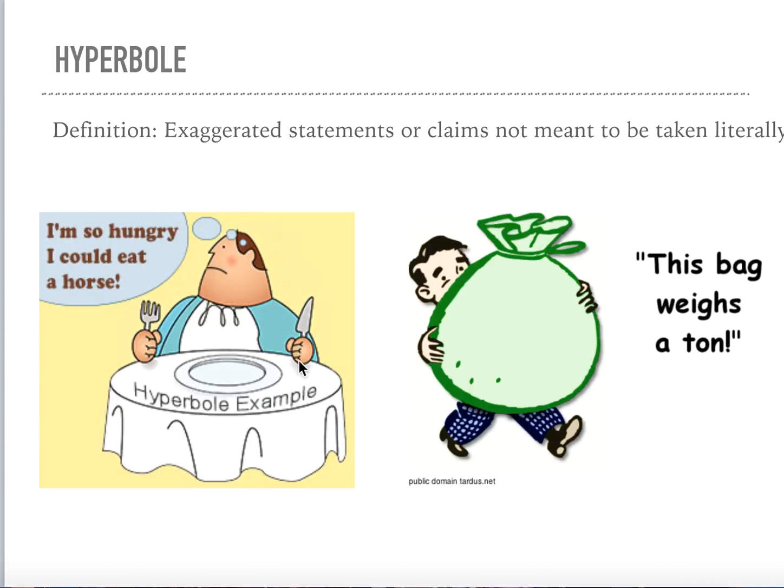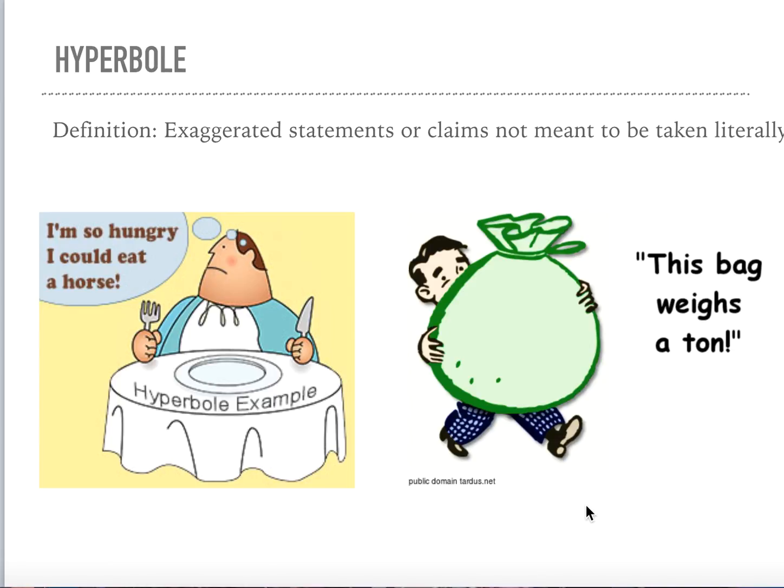So I think everyone has heard this hyperbole before. "I'm so hungry I could eat a horse." Now, I'm sure no one can really eat a full horse, but I'm sure we've all had that feeling where we're so hungry that we think we could literally eat a horse. Or, for example, maybe you've been carrying a bag and you said, "Oh, this bag weighs a ton." Now, it doesn't really weigh a ton, but what you're trying to do is convey a message to whoever is with you that, "Oh man, this is so heavy."